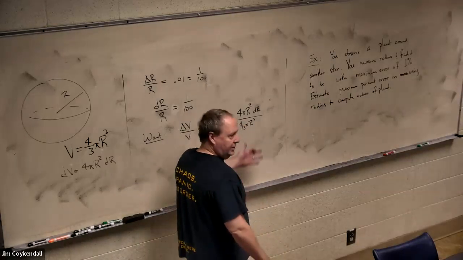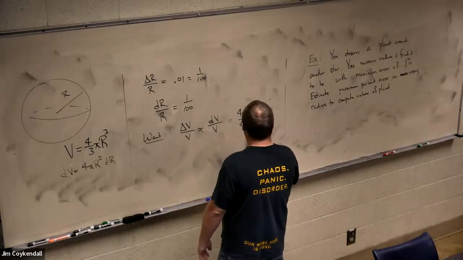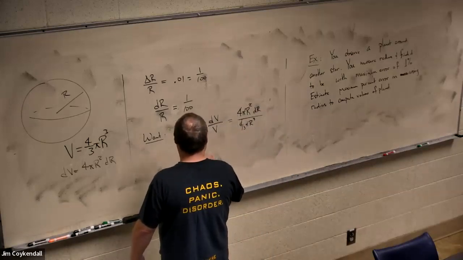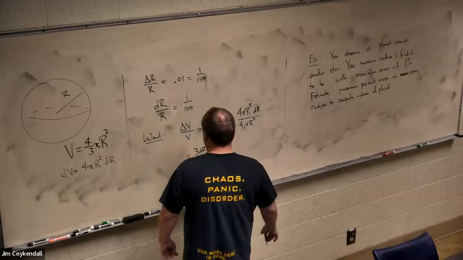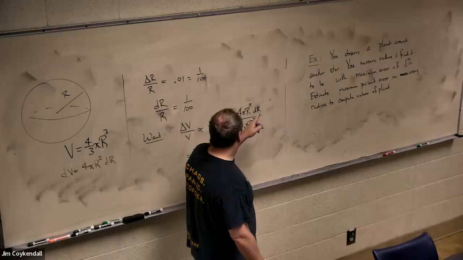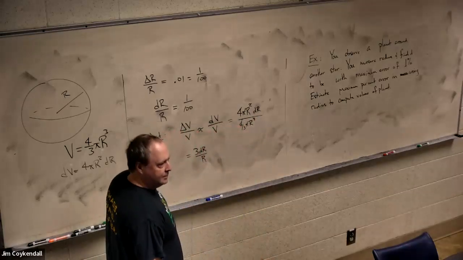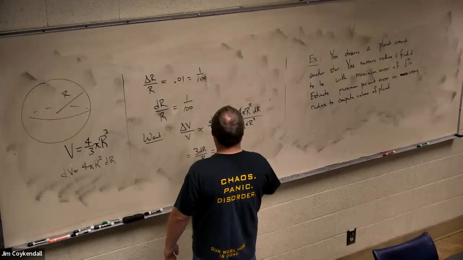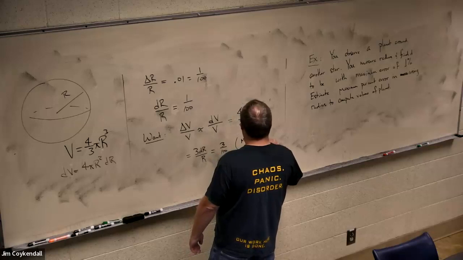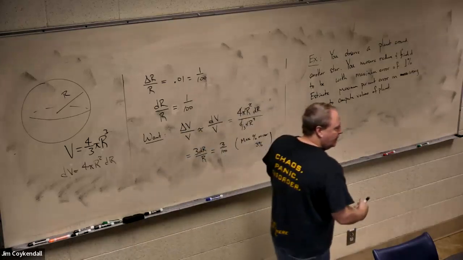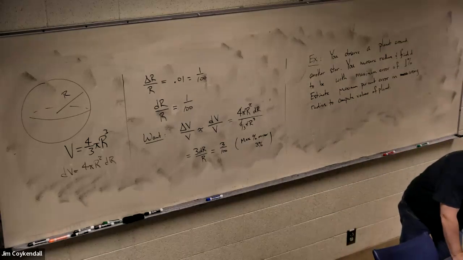So notice that there is just a lot of cancellation. Pi's cancel, 4's cancel, and 2 powers of r cancel. So I get 3 dr over r. So the max percent error is 3%. That's my estimate. So if I miss my radius by 1%, I can miss my volume by up to 3%. That's a good ballpark of how sure I am.